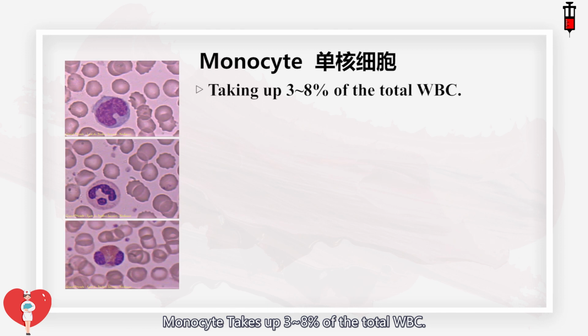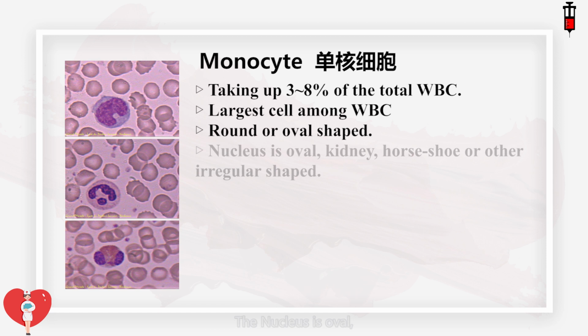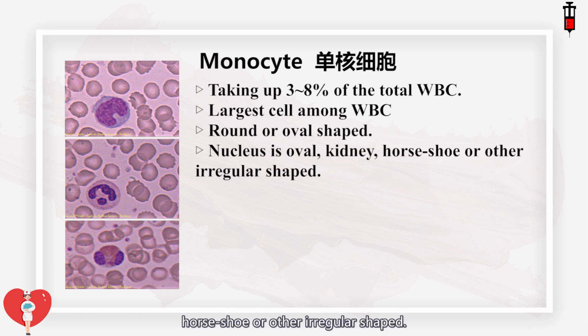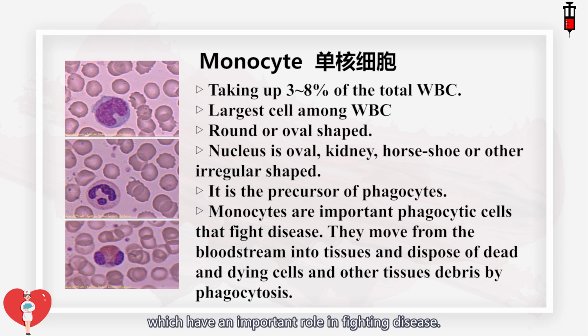Monocyte takes up 3 to 8% of total WBC. It is the largest cell among WBC, which is round or oval-shaped. The nucleus is oval, kidney, horseshoe, or other irregular-shaped. Monocytes are the precursors of phagocytes, which have an important role in fighting disease. They move from the bloodstream into tissues and dispose of dead and dying cells and other tissue debris by phagocytosis.